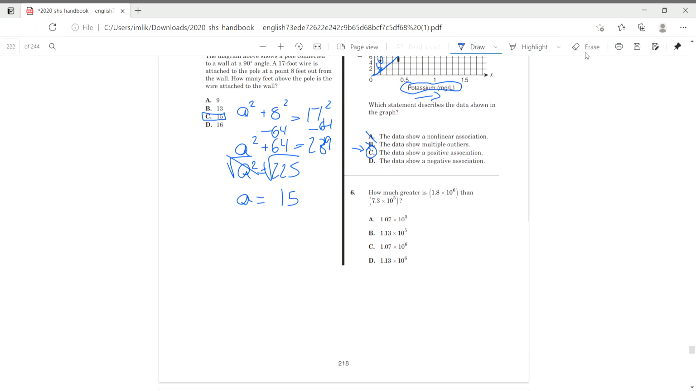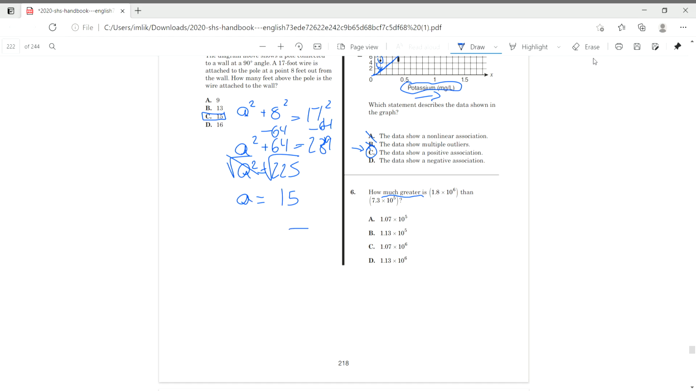Okay, number 6. How much greater is 1.8 times 10 to the power of 6 than 7.3 times 10 to the power of 5? Well, the wording may confuse you, but don't let it confuse you. They're asking how much greater, not how many times greater. So how much greater essentially is asking us to subtract both of them.